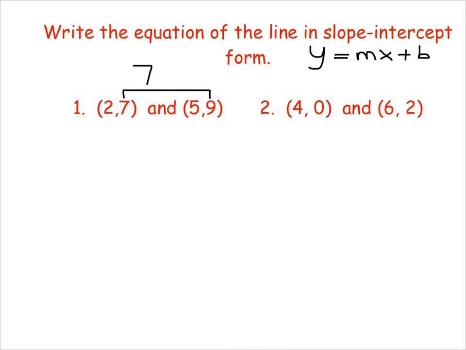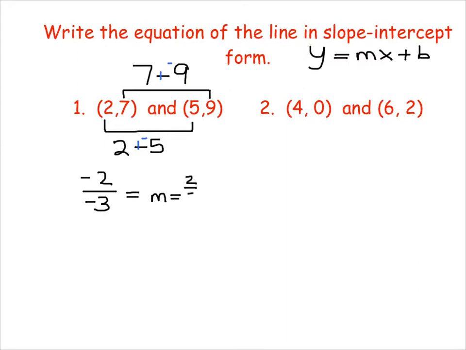So here we have 7 subtract 9, remember it's y1 subtract y2 over x1 subtract x2. On the bottom we also have 2 subtract 5. Taking care of the additive inverse, my slope is -2 over -3, and we know that double negatives make positive. So far we have found the slope, and that is 2/3.